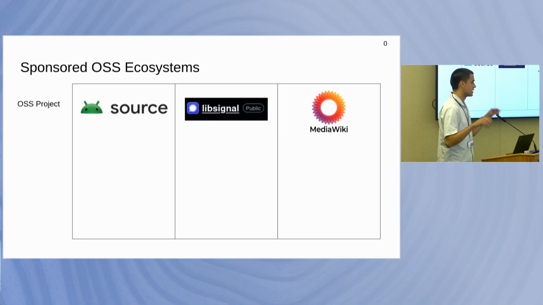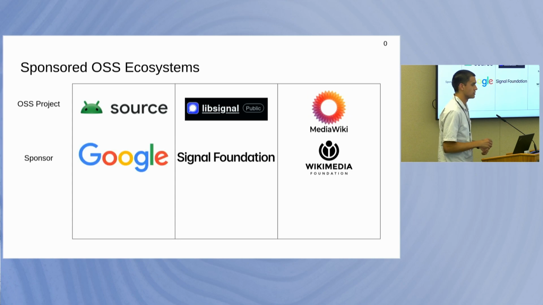So "sponsored open source ecosystems" is a laden term that means a lot of different things for different people. But for us, we're going to use it to mean big projects like Android Open Source or MediaWiki that are sponsored by big formal organizations, whether that's a for-profit corporation like Google or a big nonprofit like Signal or the Wikimedia Foundation. These sponsors support the projects through money and time, primarily by having people on staff who contribute to these projects and are paid to work on them.